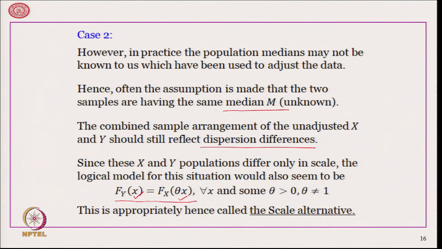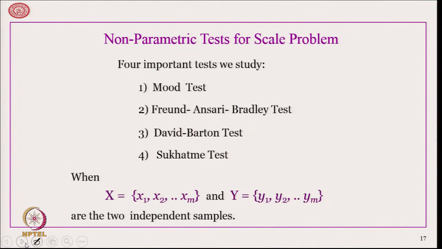So, this is a little bit of theoretical interpretation to go inside what is happening in a scale problem test. Now, let us look at which tests are available to us for testing such hypotheses. In particular, we shall look at the following four tests: Mood test, Freund-Ansari-Bradley test, David-Barton test and Sukhatme test, where X = X1, X2, ..., Xm and Y = Y1, Y2, ..., Yn are the two independent samples.